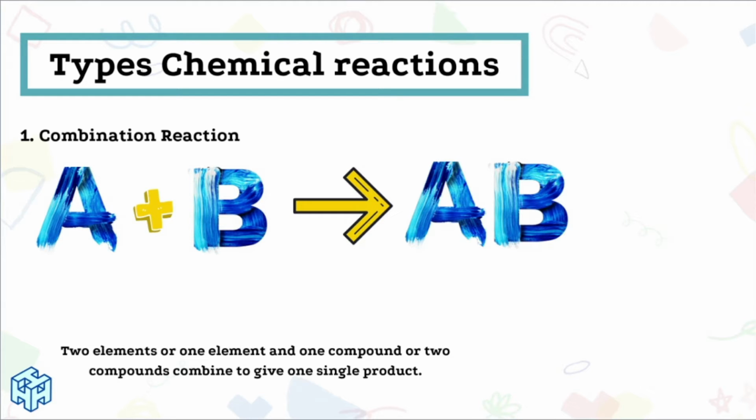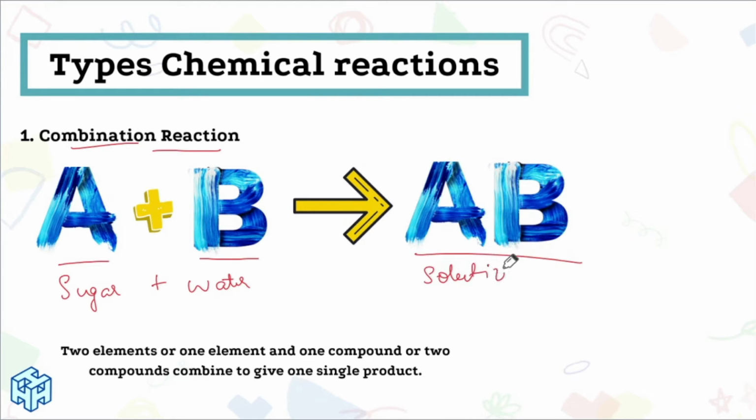Now in the next topic we are going to understand the types of chemical reactions. There are various types of chemical reactions. First we are going to understand combination reaction. Sir, what is combination reaction? Let me consider I have element A and I have element B. When I am mixing both, I am getting some element C. Like simple, sugar plus water, I am getting solution. Yes or no?